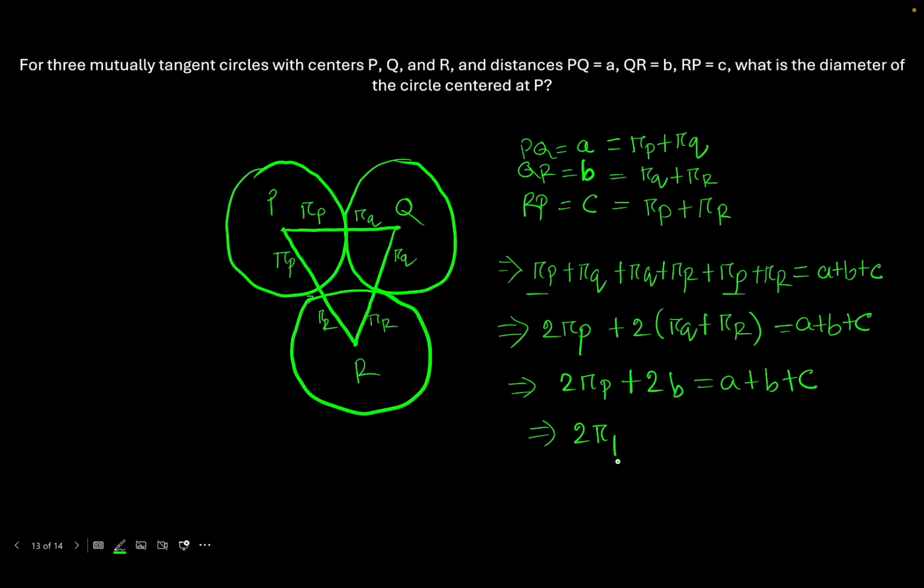So 2RP is equal to A plus C minus B, and that is the diameter of this P-centered circle, and this is our answer. Because RP is the radius, so the diameter will be 2RP.